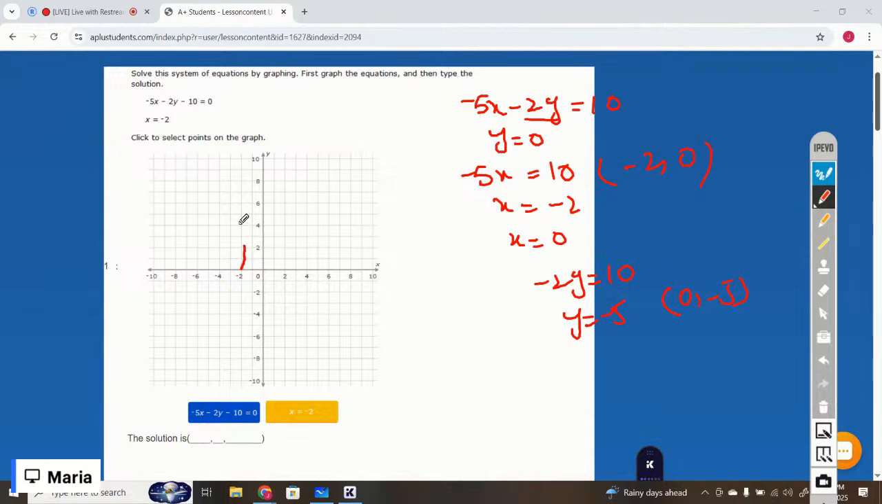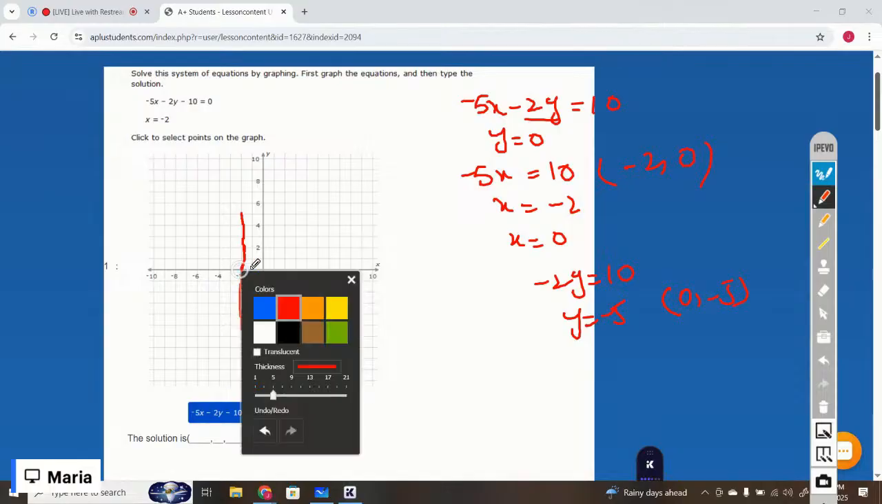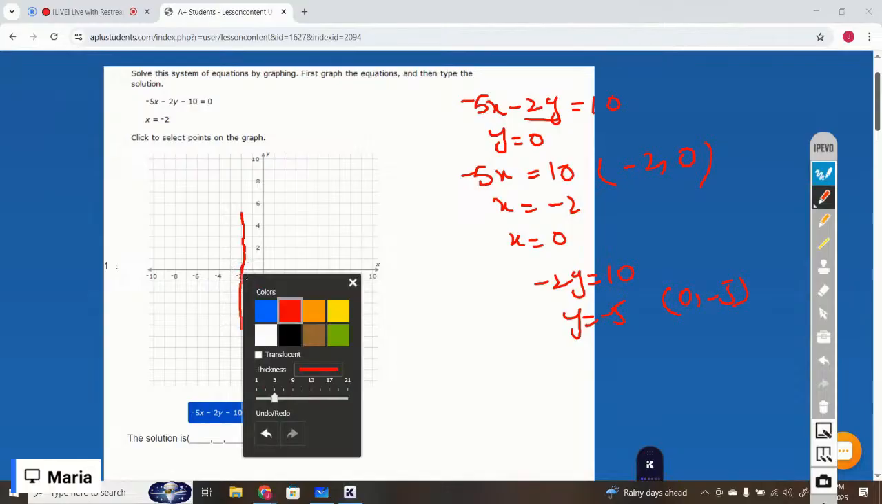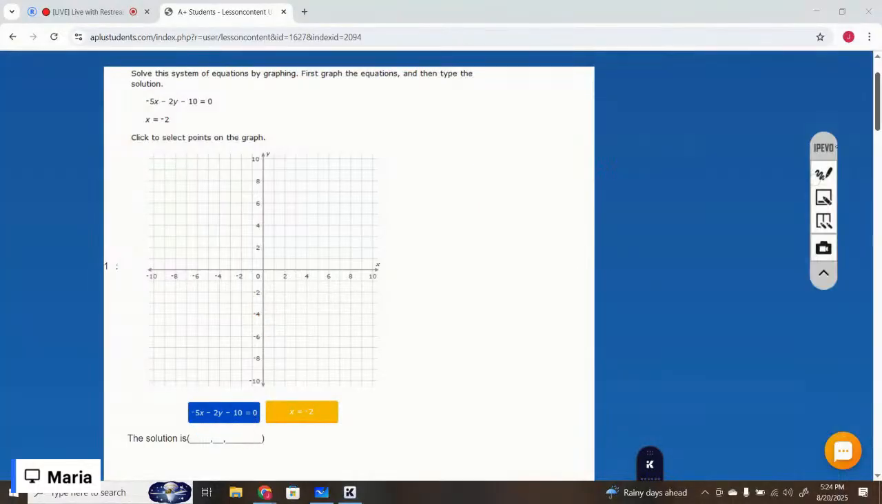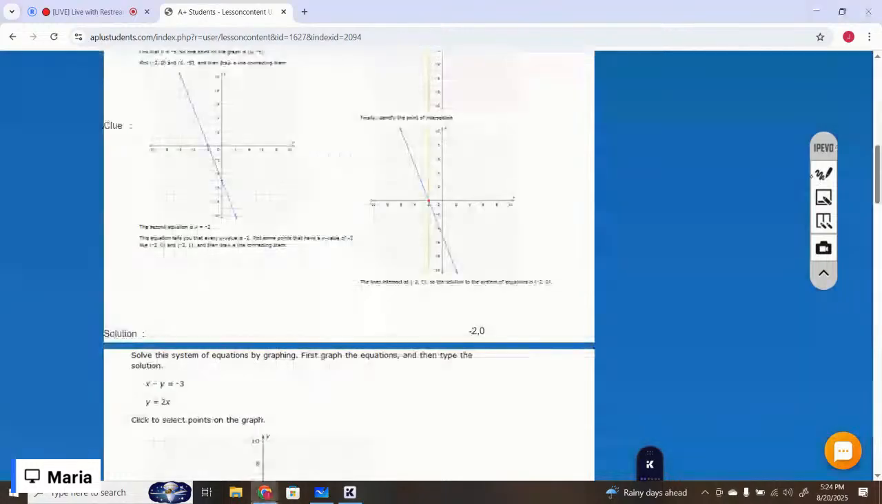So this is the equation at x equals negative 2. Okay, now plot these 2 points. Here is negative 2, 0. And the other one is 0, negative 5. So these are the 2 points, you need to join them. So basically this is the point of intersection. The solution is negative 2 and 0. Got it? The correct option is negative 2 and 0.